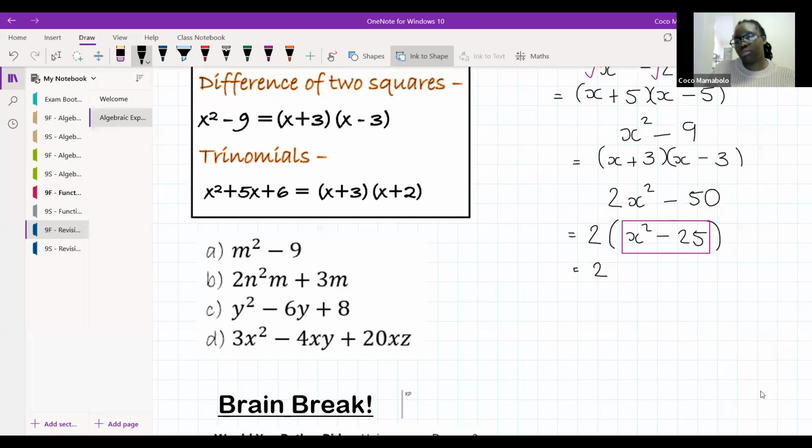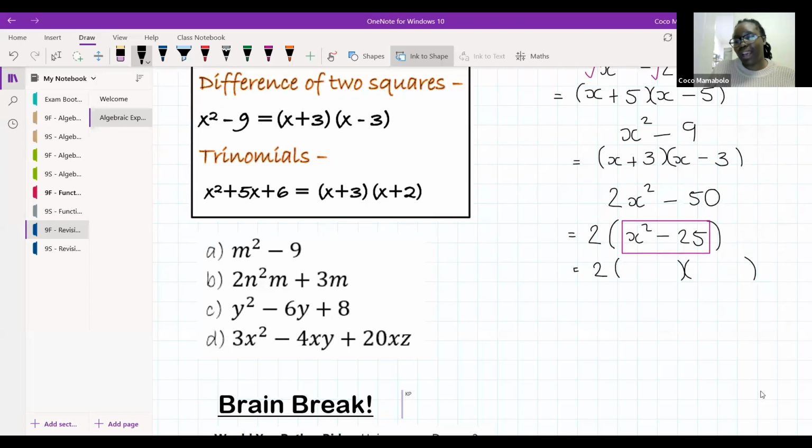Factorization. 5 times 5 is 25. Okay, so what do I need to do? I know that it's dots. So when I see dots, what do I need to do? Open. What do I need to open? Open brackets. Good. I need to open 2 brackets.